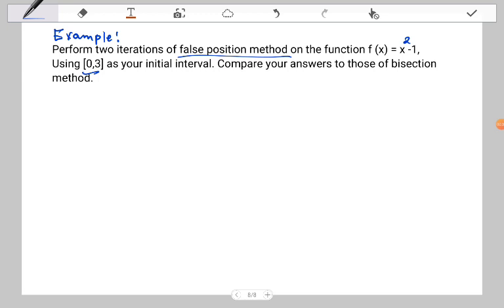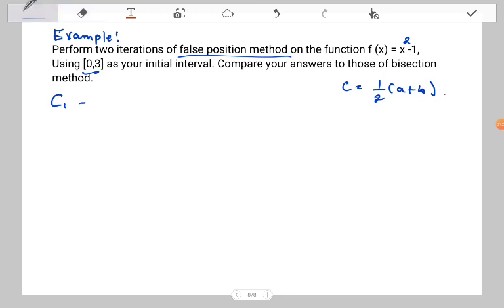Here we're going to compare our answers to those of the bisection method. Let's recall the one for bisection. For bisection, each and every time we're reducing the interval by half, and checking whether the root lies between A and C or between C and B. We're going to do the same for false position, but this time the way we calculate C is different.